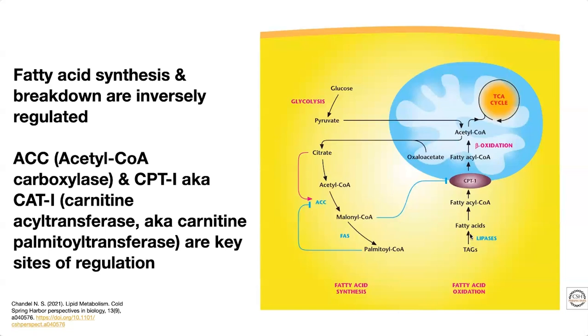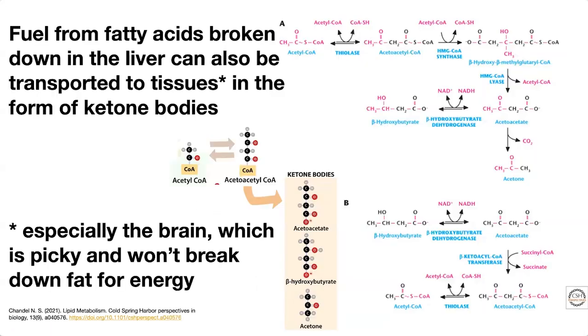Another point of regulation is the lipases that are going to cut down the TAGs into fatty acids. This can be regulated by things like hormones and various signaling pathways. So this is all going to be tightly regulated. The fuel from fatty acids, remember, we can break down to acetyl-CoA, but we couldn't transport the acetyl-CoA that way through the blood. So instead, we're going to want to convert that acetyl-CoA into things that we can transport through the blood.